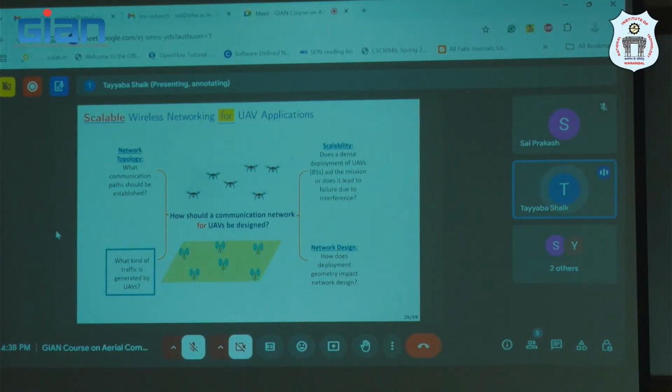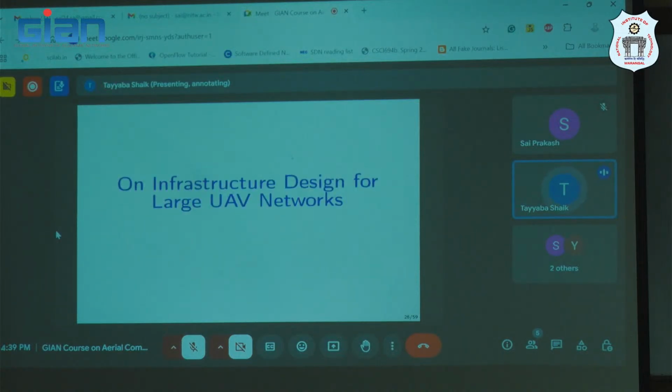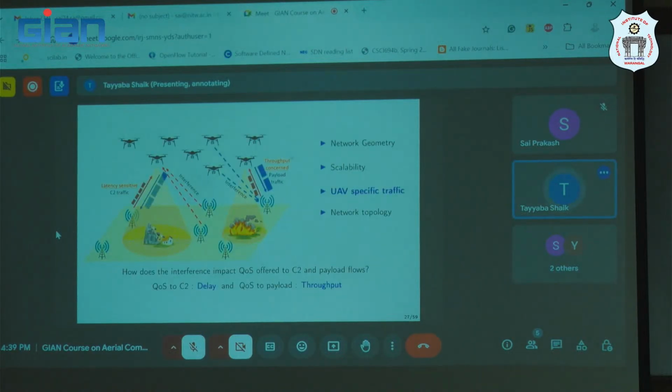In our work, we'll see how a network is designed and how different parameters in the system would affect the system performance. So our first work is on infrastructure design for large UAV networks. Here, we have assumed that the ground base stations follow a Poisson point process, and the UAVs also form a Poisson point process. They are present at some height h, and we assume that everything is static here. Even the UAVs are just hovering in the air, they are not moving. And there are two kinds of data that are being communicated. One is from the ground base station to the UAV, that is the ground to air link.